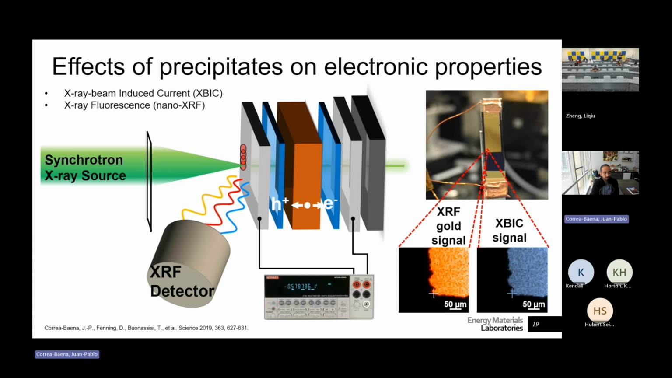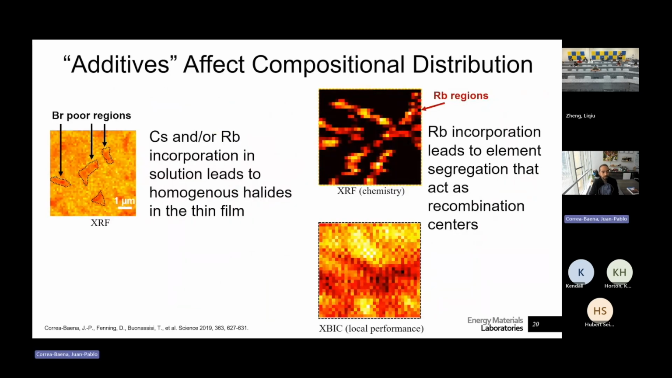The next thing that we can do is connect the device and get a current output, because X-rays have a lot of energy. They excite electrons and generate hole pairs that basically give us a current. So we can do a correlative study between the current and the chemistry of the devices. These are some of the maps that we can obtain from that.